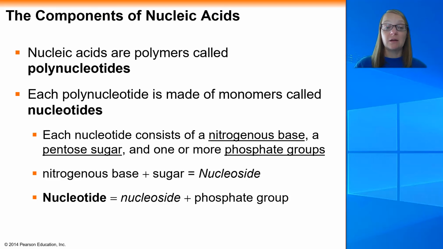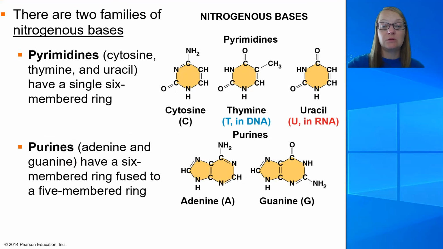If you just take the nitrogenous base and the sugar and stick those two parts together, you have an incomplete nucleotide. We call these two components together a nucleoside. Then finally, when you add the phosphate group to the nucleoside, you have the full nucleotide. So what we're going to do next is take a closer look at the different nitrogenous bases that you can use to build nucleotides and the different pentose sugars you can use to build the nucleotides.